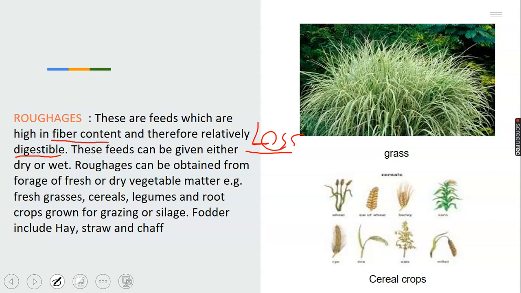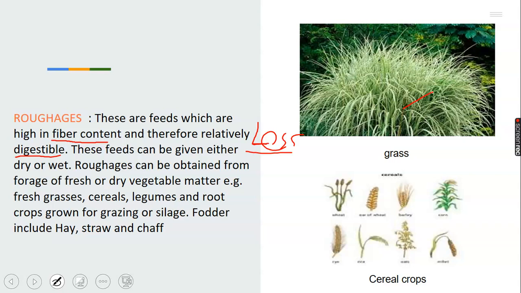They can be given either dry or wet. These feeds can be given to the animals either dried or wet, and are mainly obtained from forage or fresh or dry vegetable matters like fresh grasses. As you can see in this diagram, this is a very good example of roughages. These roughages can be derived from fresh grasses or dried grasses, vegetable materials.